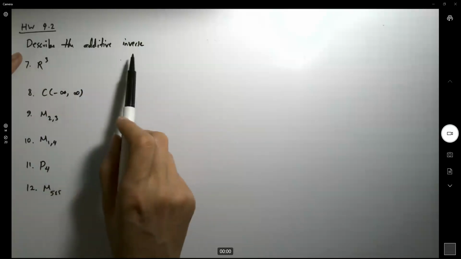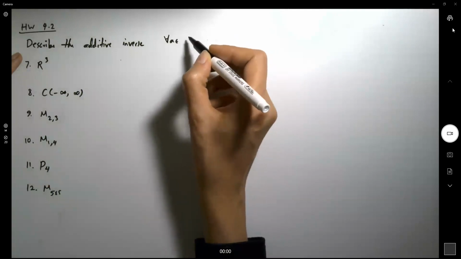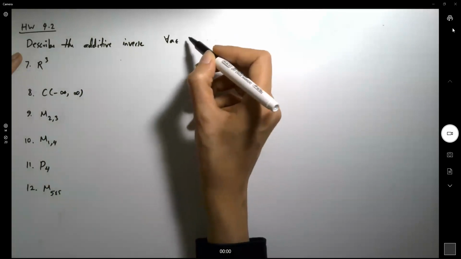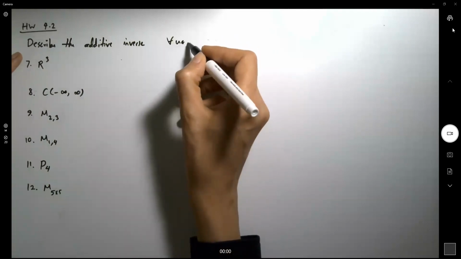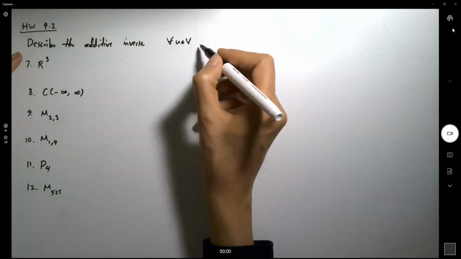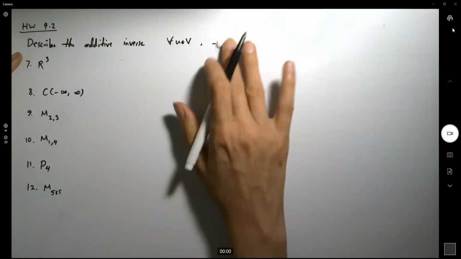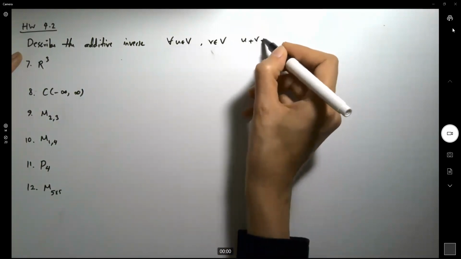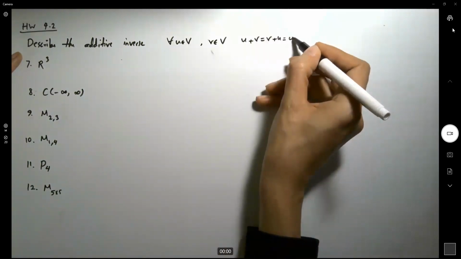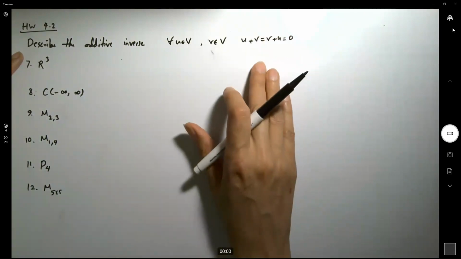This question says describe the additive inverse. So for any element in the vector space, let's just use U and V, we can find negative U or V in the vector space such that U plus V is equal to V plus U equals 0. That guy becomes your additive inverse.